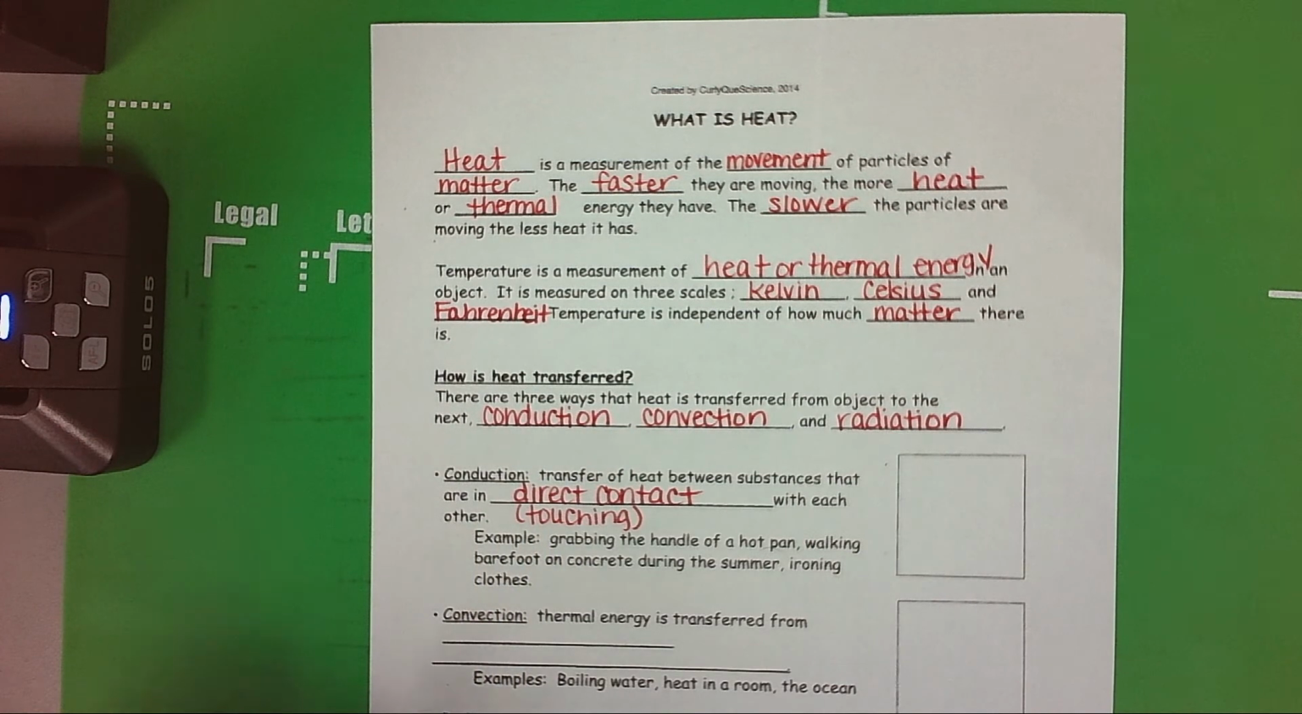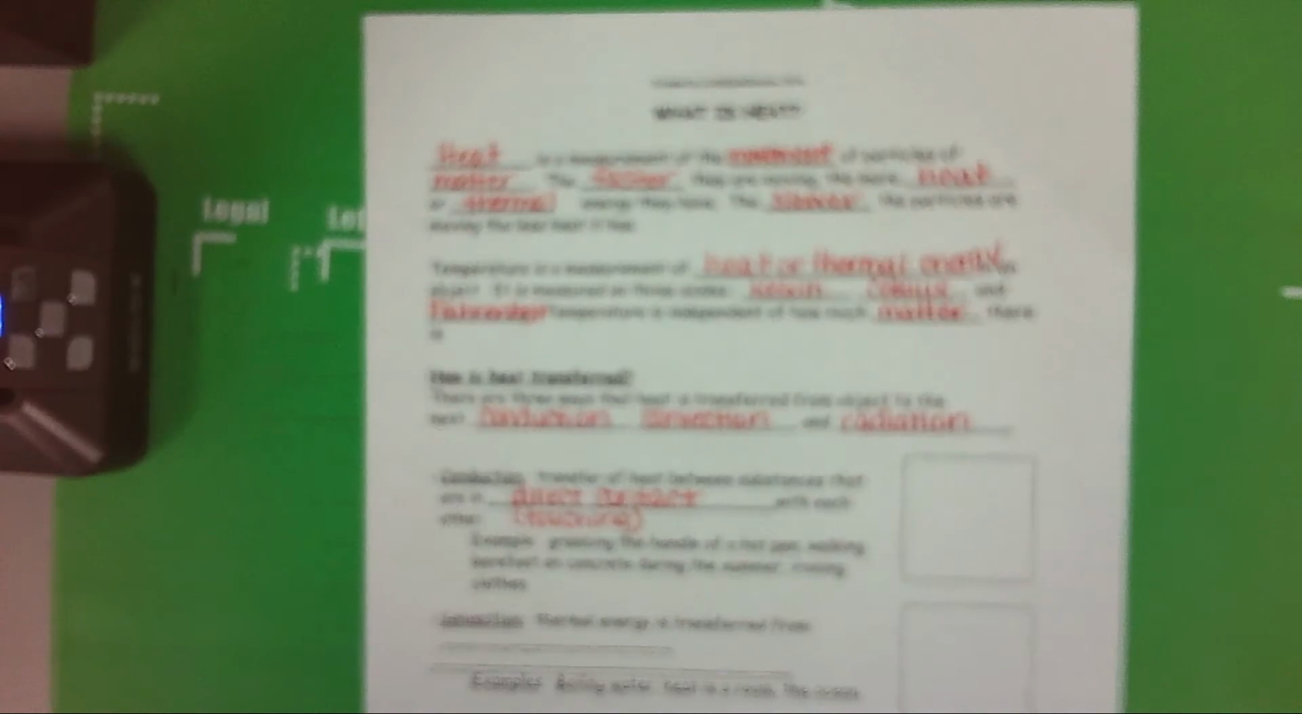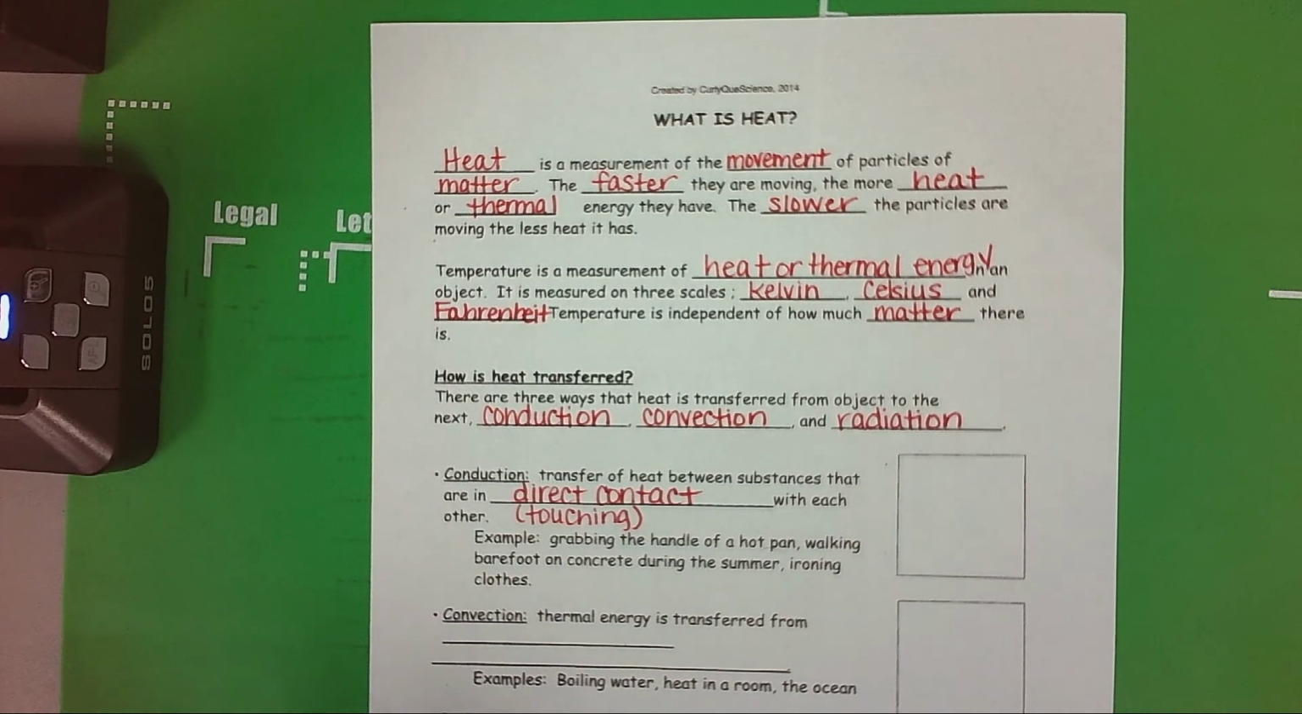An example is when you grab the handle of a hot pan, okay, you feel that heat. Your hand is on it, so that means you're touching it, so the heat is transferred from the pan to your hand. Walking barefoot on concrete during the summer, so your feet are touching the hot concrete, so the heat from the concrete transfers to your feet. Ironing clothes. The heat from the iron goes to the clothes.